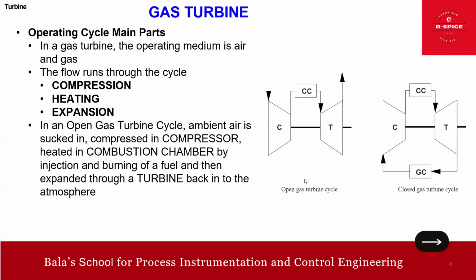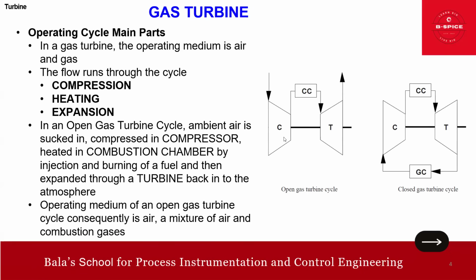In an open gas turbine cycle, ambient air is sucked in, compressed in the compressor, heated in the combustion chamber by injection and burning of fuel, and then expanded through a turbine back to the atmosphere. So this is about the open gas turbine cycle. The operating medium of the open gas turbine cycle is air, a mixture of air and combustion gases.